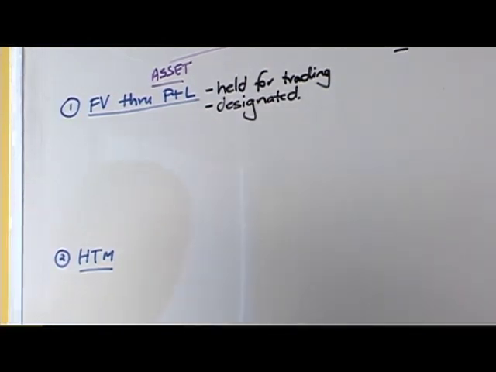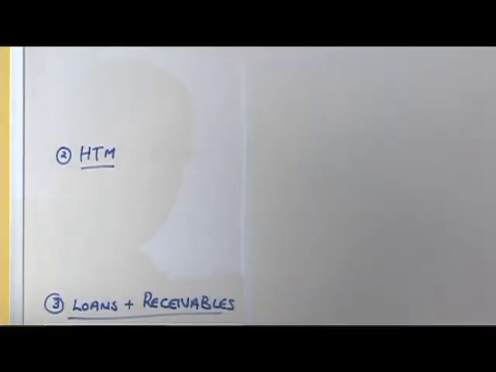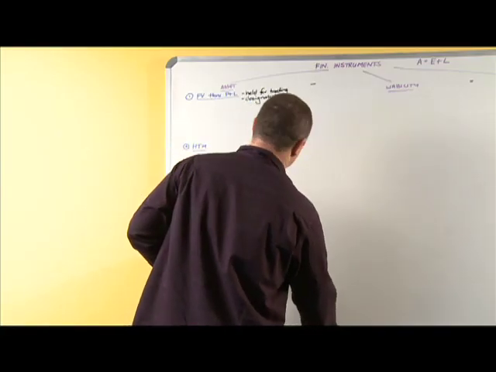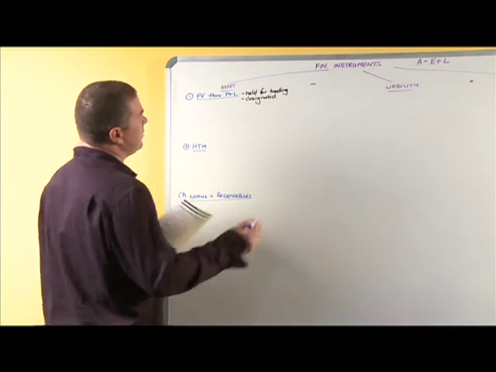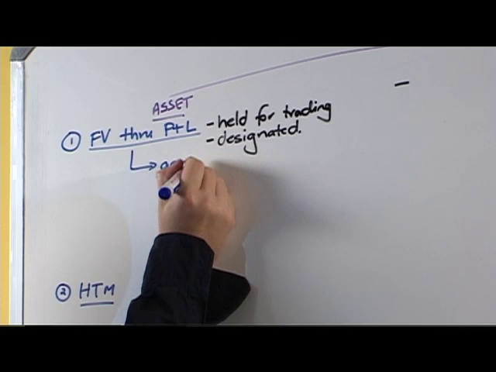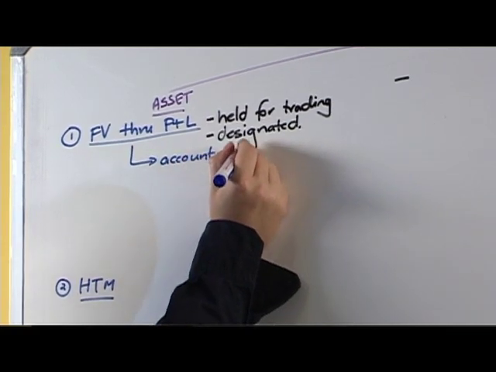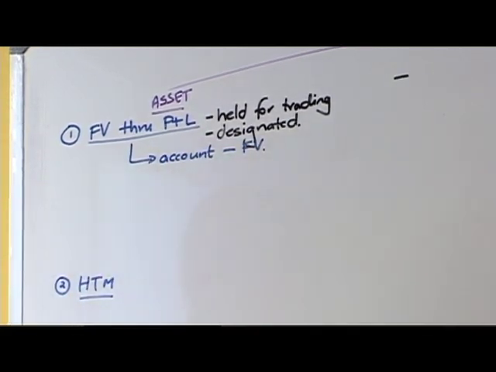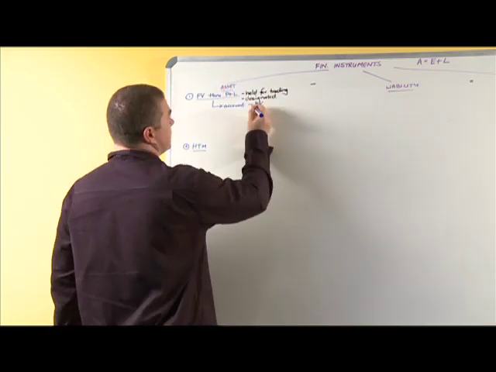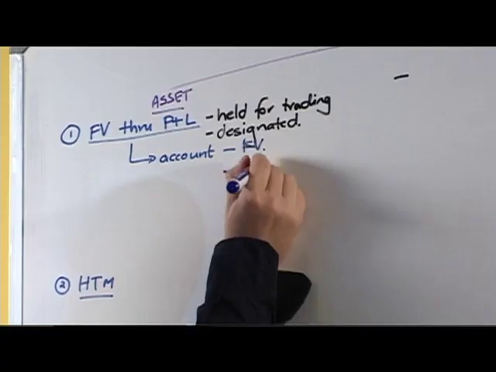So that's the first thing, it must be held for trading. How do I account for this? The accounting treatment is such that it's always going to obviously be at fair value. So at every single year end, I'm going to have to fair value this particular item. Initial recognition.